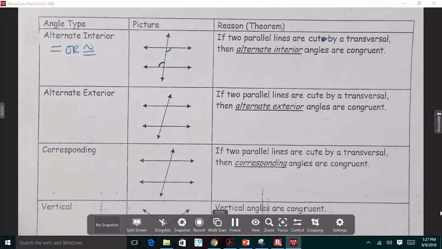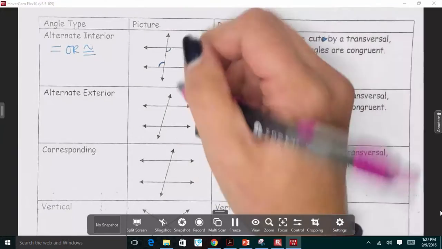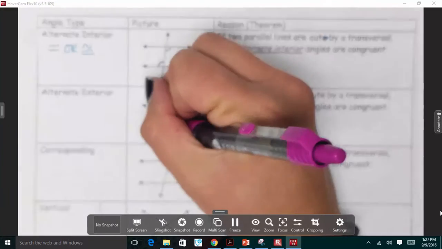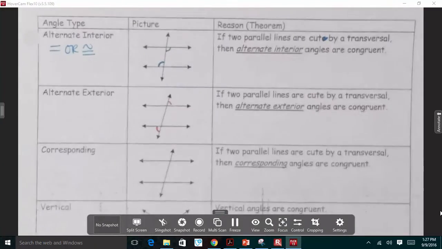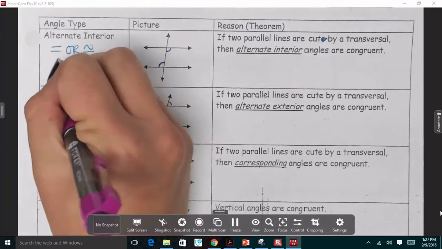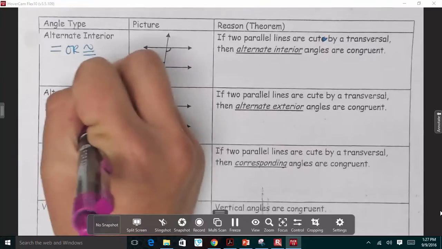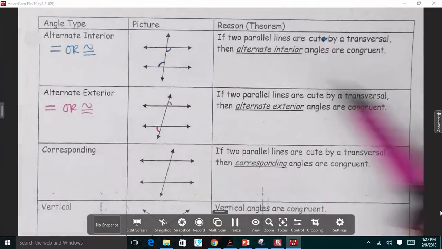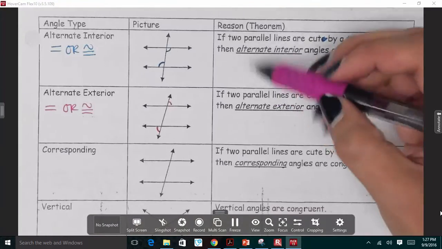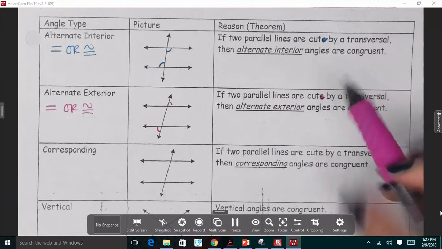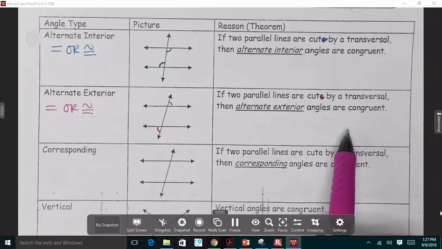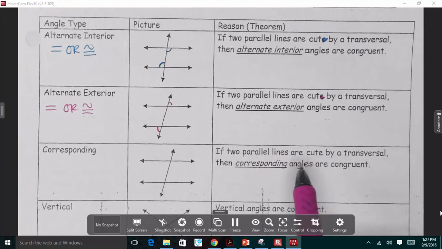Now, for alternate exterior, an example of that would be our 2 angles outside right here. We also know these are equal or congruent. Okay, and so if we use alternate exterior, then we're going to have to put: if two parallel lines are cut by a transversal, then alternate exterior angles are congruent. So that's going to be our reason if we use that.